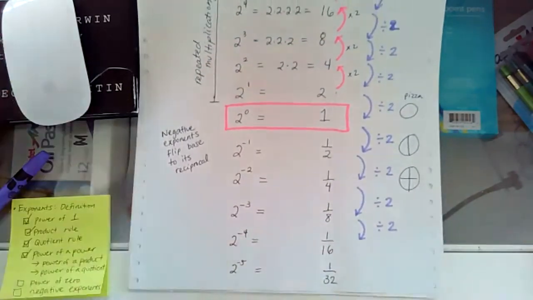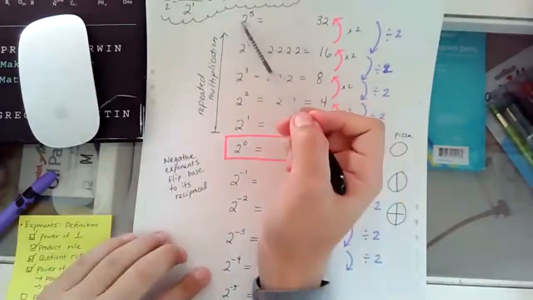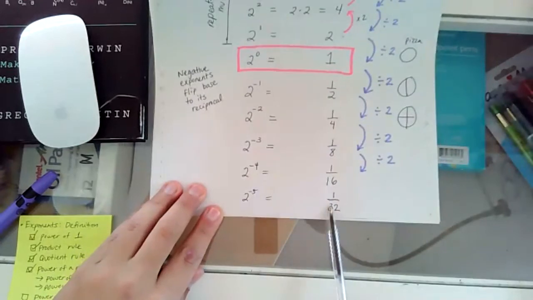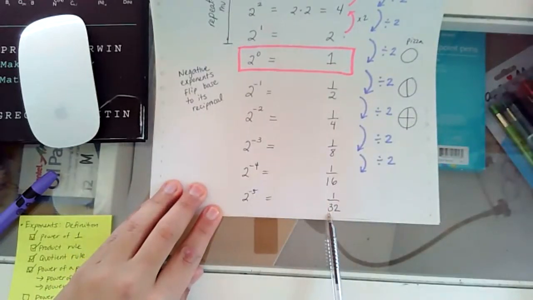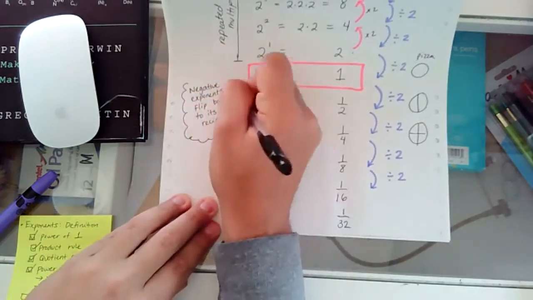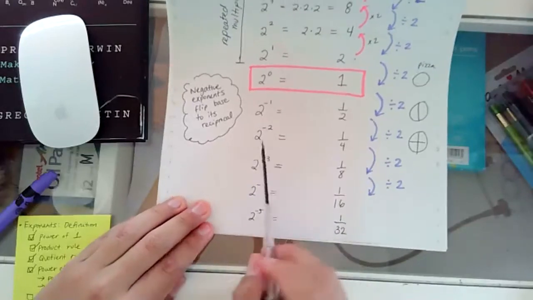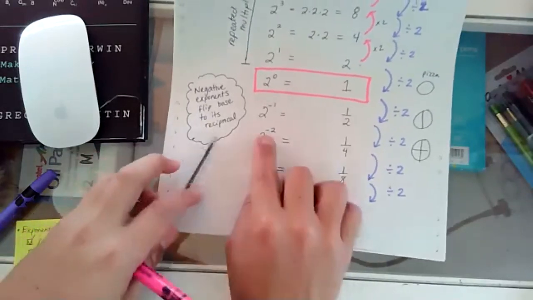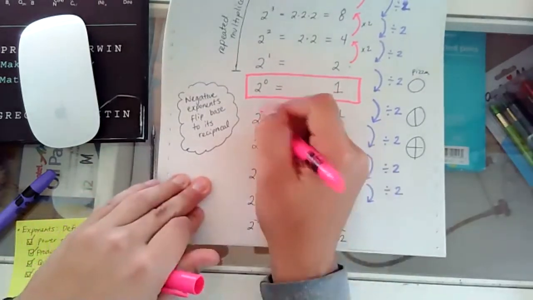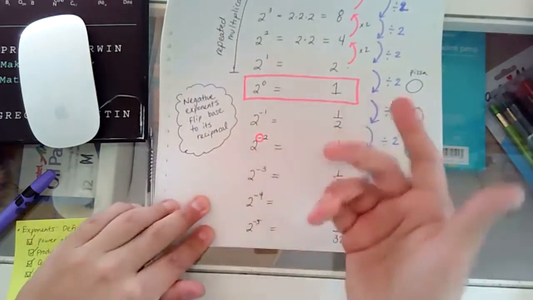So there's something interesting going on here. Because 2 to the fifth is 32, but 2 to the negative fifth is 1/32. And that's where this little note comes in, that the negative exponent flips the base to its reciprocal. I want you to think about the negative sign on the exponent as performing the action. This negative performs the action of taking the base and flipping it.